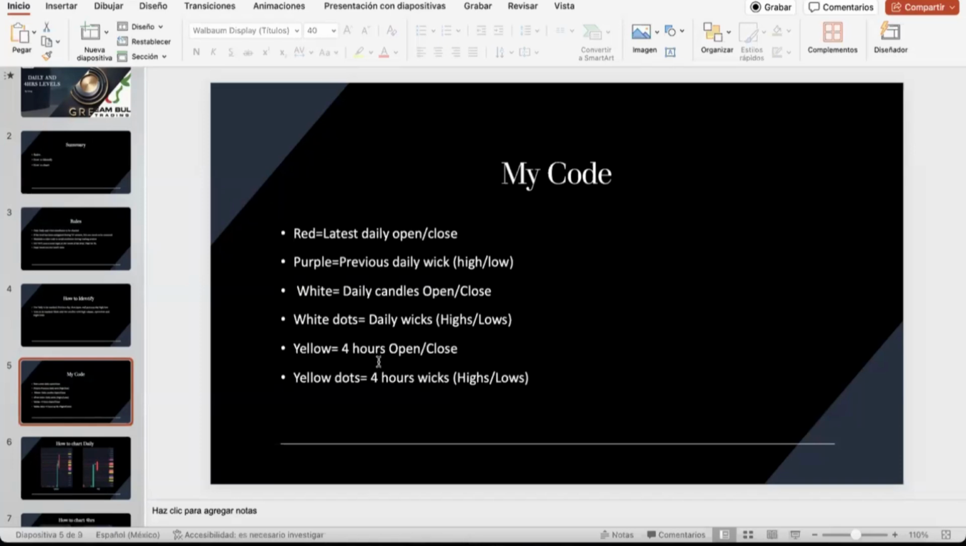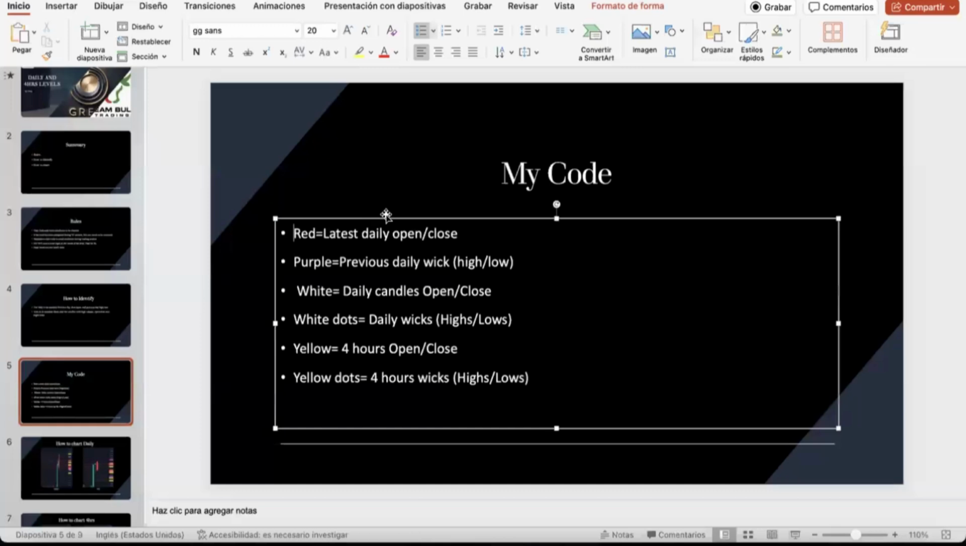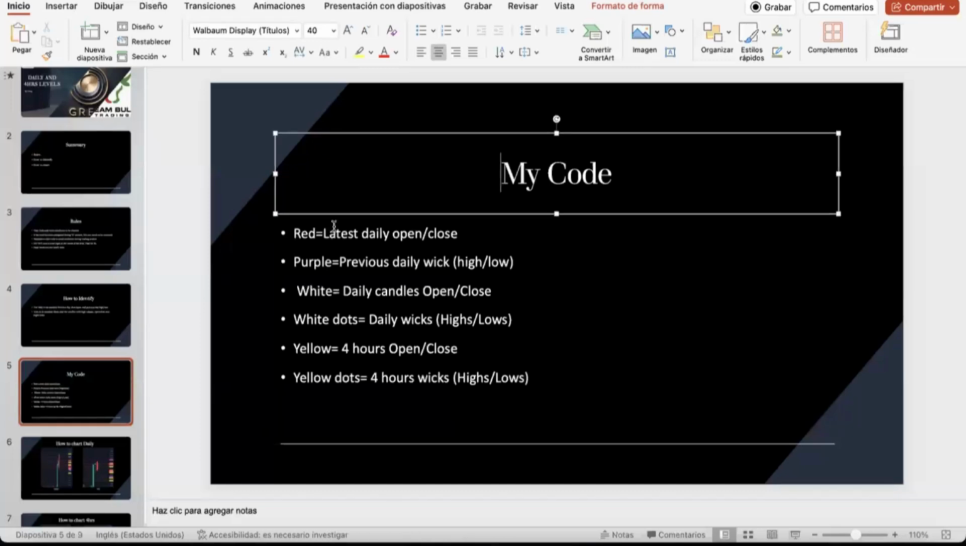Okay, I will use this color to identify the daily candle. I will use this color to identify 4 hour levels. I will use this color to identify the 1 hour level, because it's the best. Believe me, it's the best. In my code, I use red to identify the latest daily open and close, the latest one.